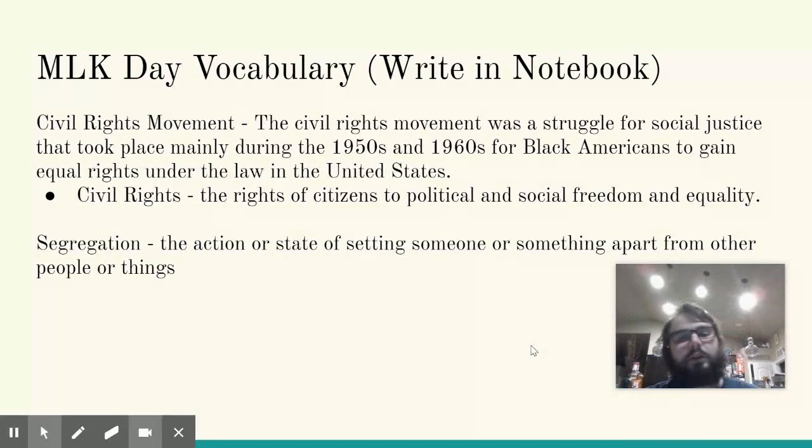You guys can Google segregation in the South and you'll find lots of extra information if you'd like to do it. Okay, so go ahead and pause the video, write these definitions down, and when you're ready, come on back and we'll move on.